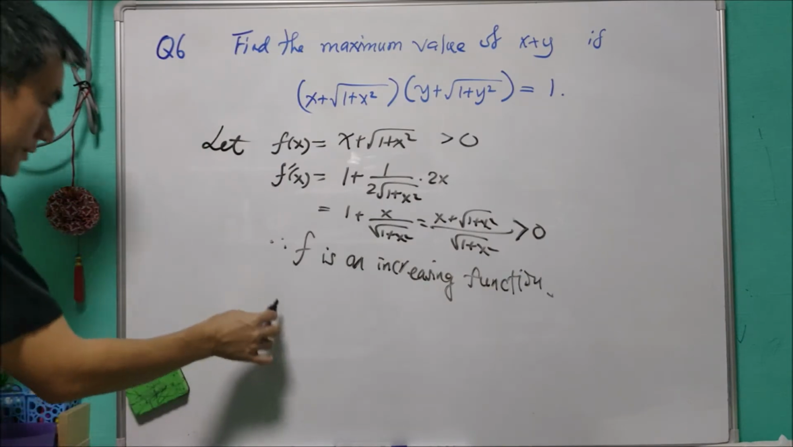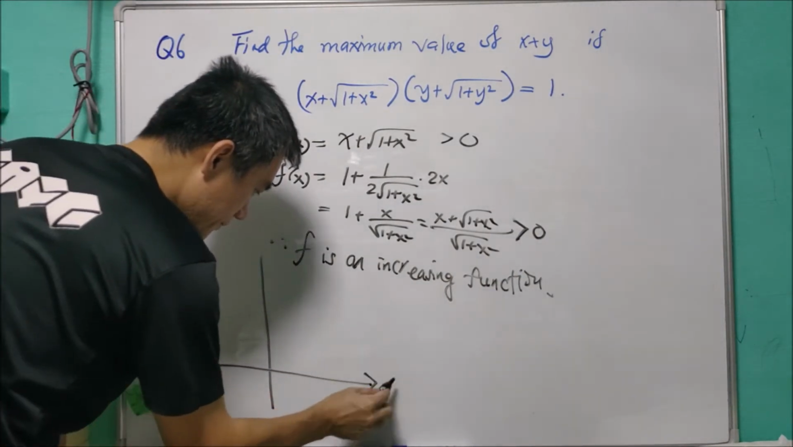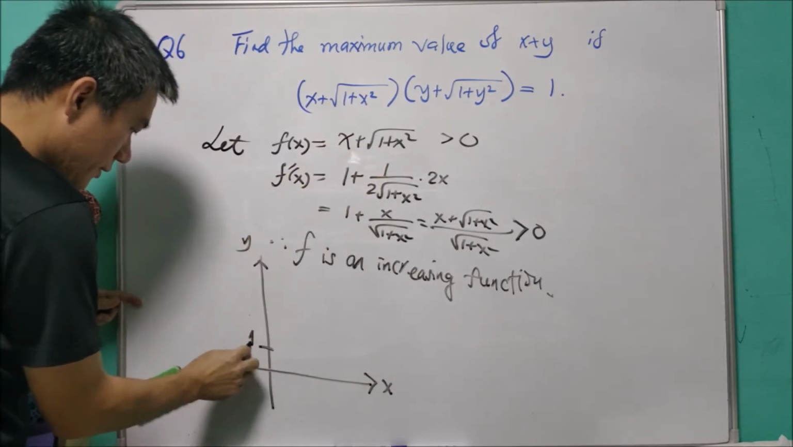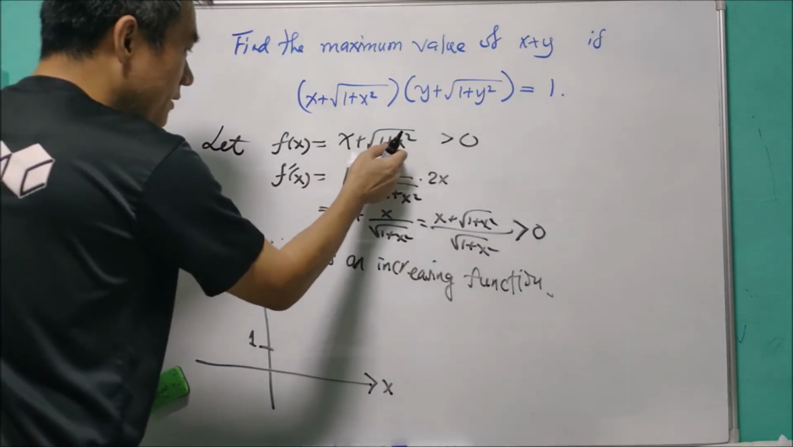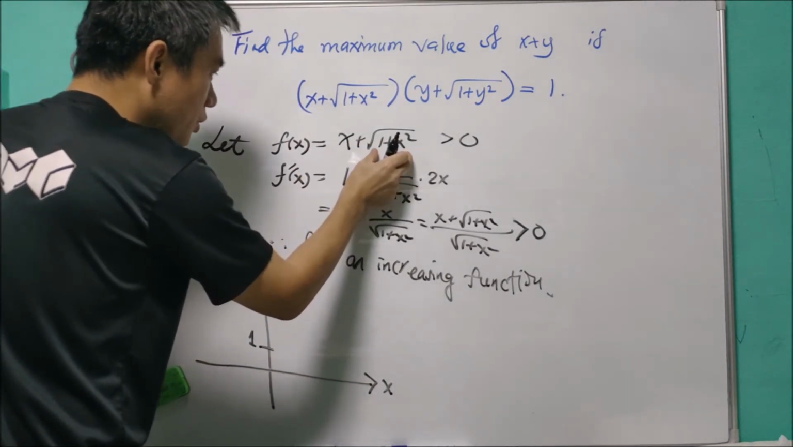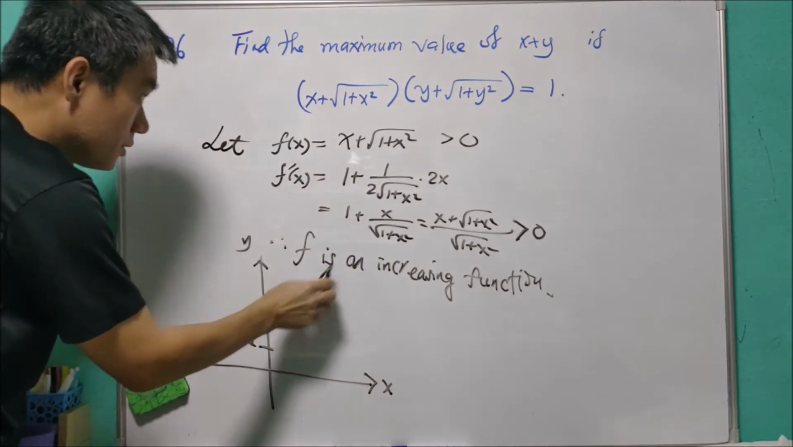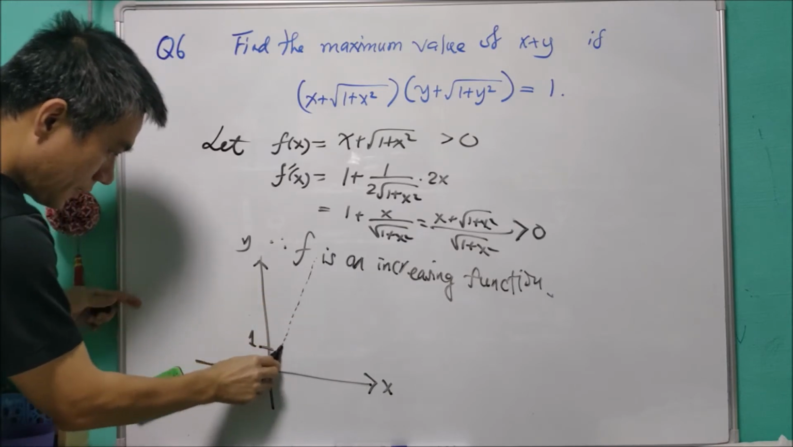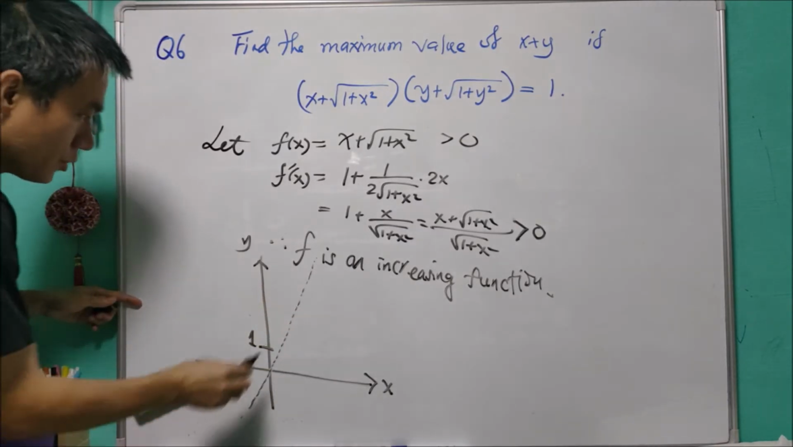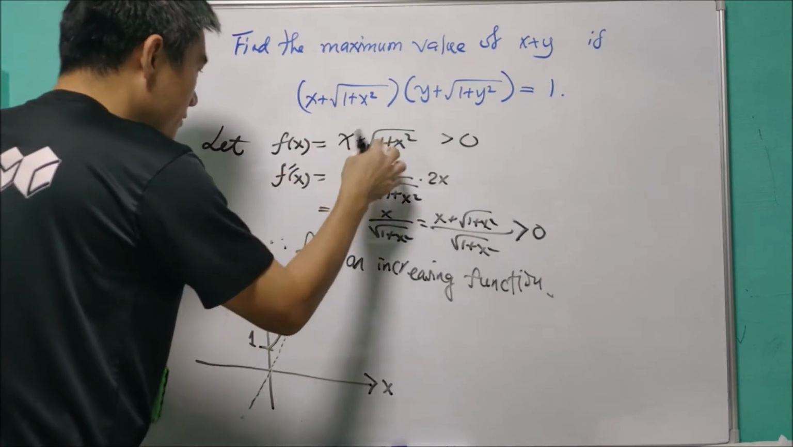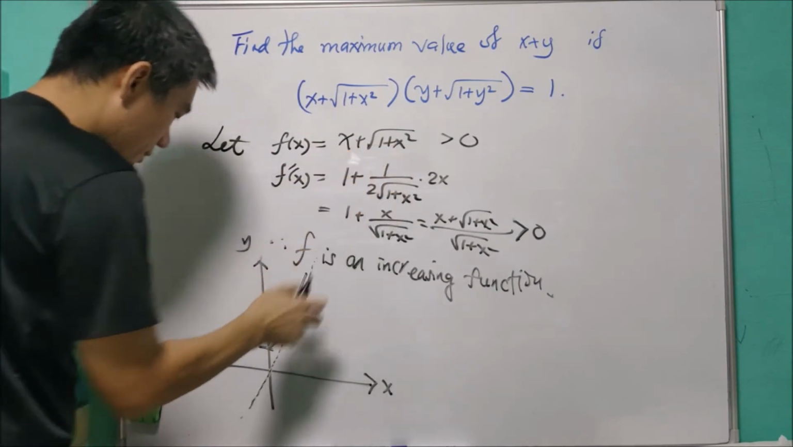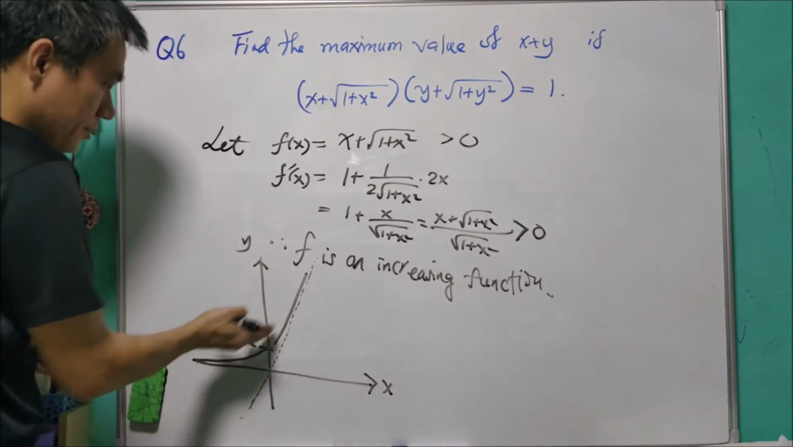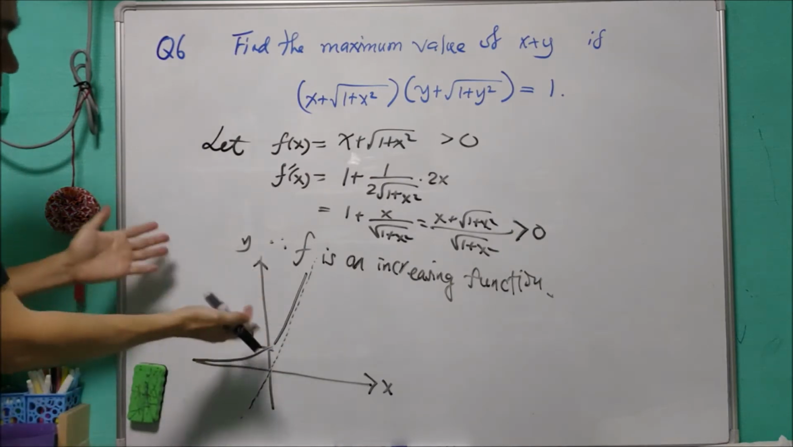So the graph of f(x) is something like this. When x equals 0, it is equal to 1. And when x is big enough, square root of 1 plus x squared is close to x. So overall, f(x) is very close to 2x. So y equals 2x is an asymptote. When x is negative infinity, f(x) is close to 0. So this is the graph, and the graph keeps increasing. This is just some extra information.